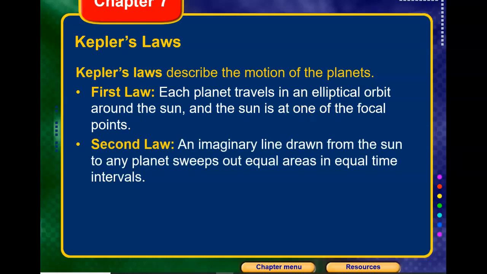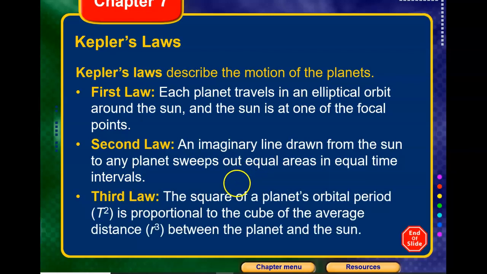The second law says that an imaginary line drawn from the sun to any planet sweeps out equal areas in equal amounts of time intervals. That also indicates why some planets have faster and slower orbits at certain points. And the third law is the square of each planet's orbital period is proportional to the cube of the distance between the planet and the sun. Now we're going to go into these in more detail on this video.